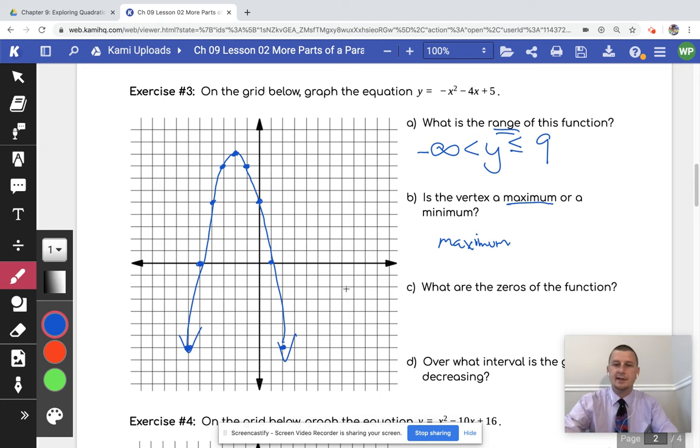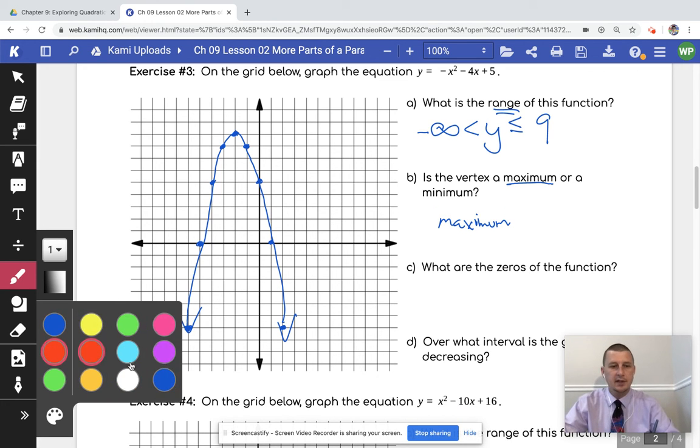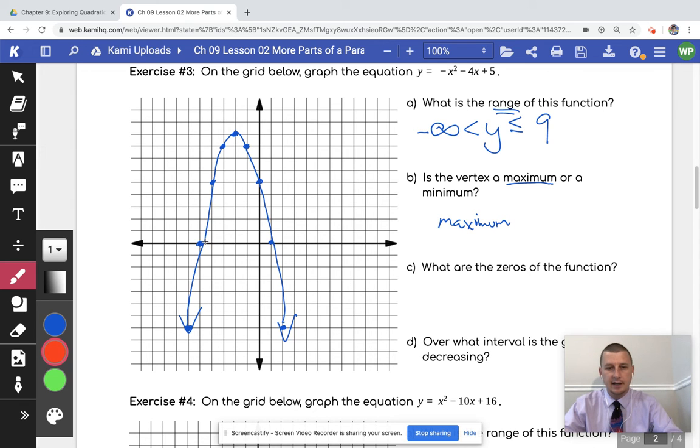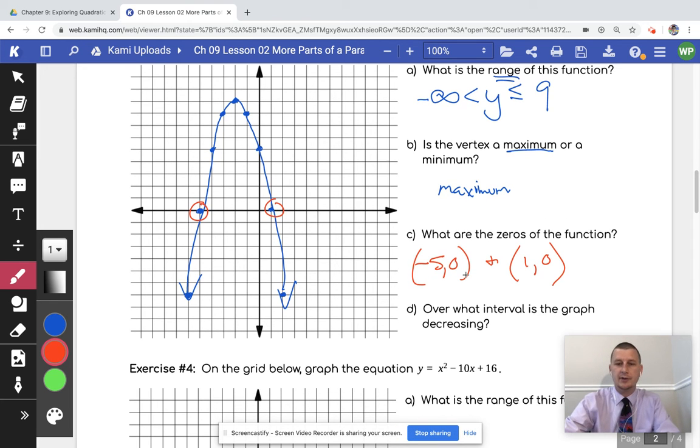Okay, what are the zeros of the function? Zeros cross the x-axis, and there are 2 spots right here. So what are they? The zeros are going to be negative 1, 2, 3, 4, 5, so negative 5, 0, but also we have 1, 0. So we have negative 5, 0 and 1, 0 as our two zeros.